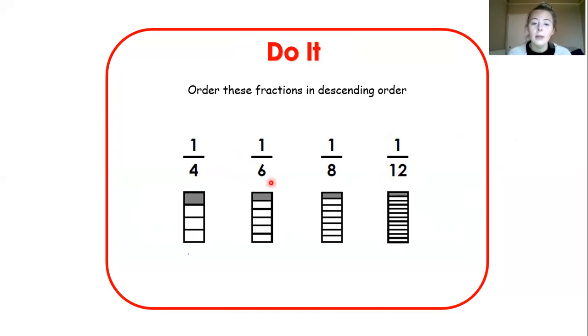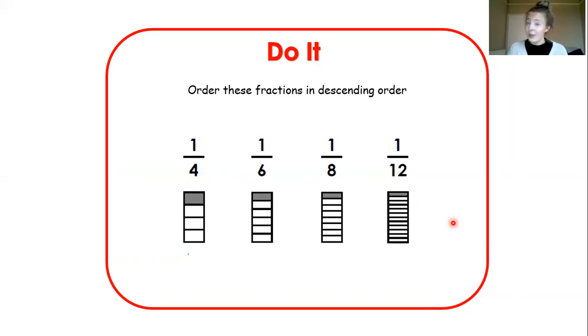As you can see, the denominators are getting higher, which is telling us that the fractions are getting smaller. And looking at that one part of the whole, it is getting smaller as we go along, isn't it? It starts off fairly big as 1/4, and smaller to 1/6, and smaller to 1/8, and smaller to 1/12. So if you did that, brilliant stuff, well done.